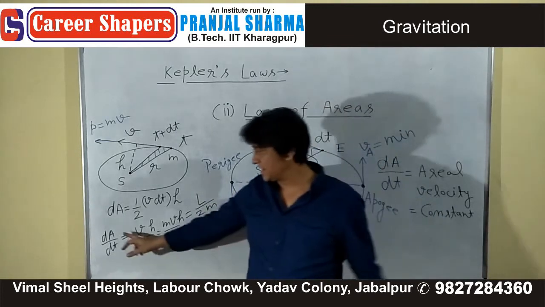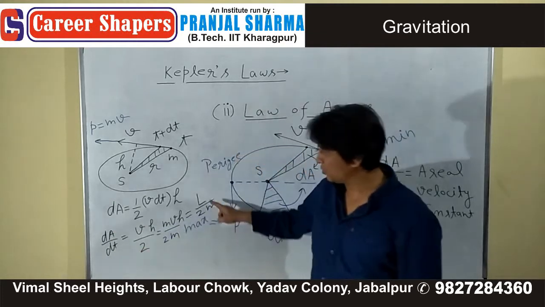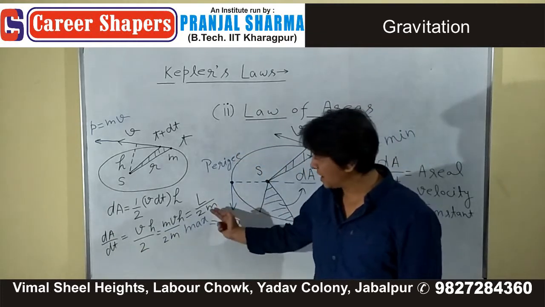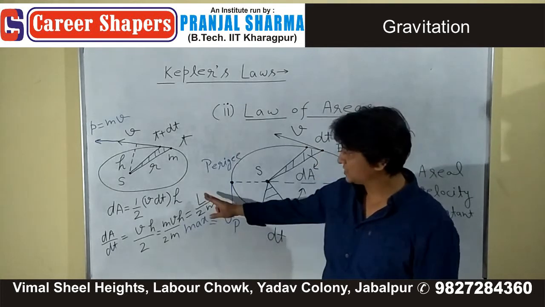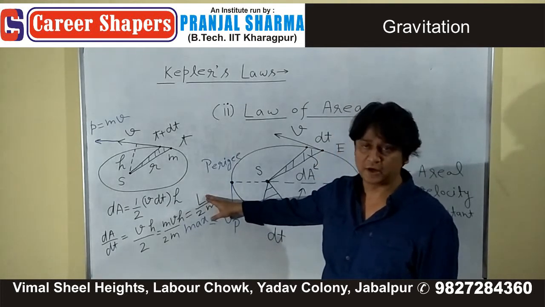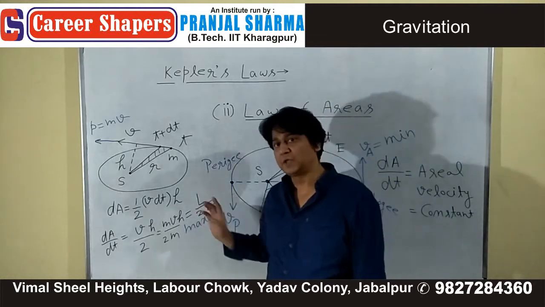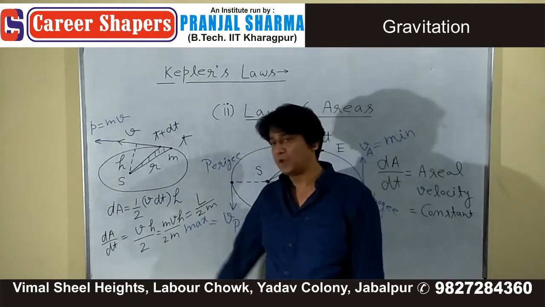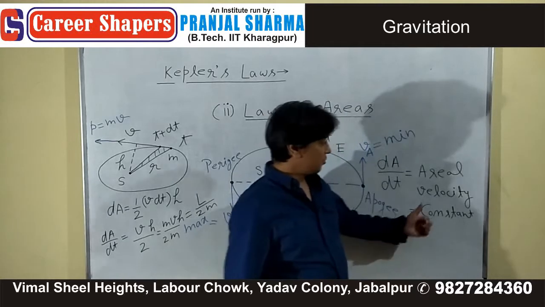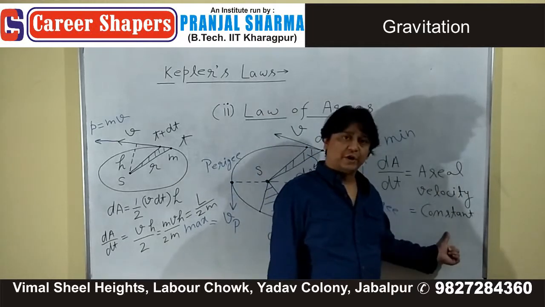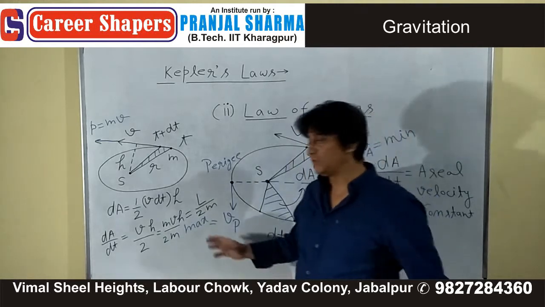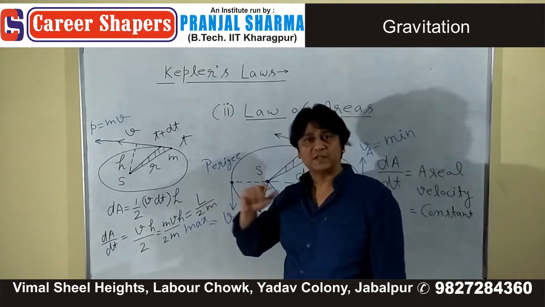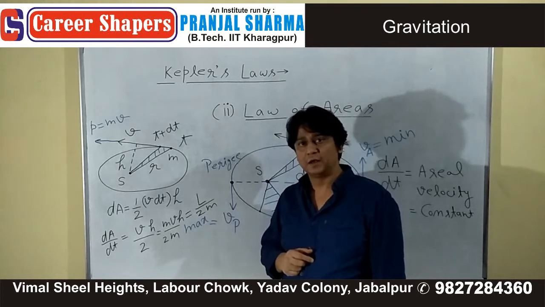So dA by dt is coming L divided by 2m. Now we can prove that this L remains constant. This angular momentum remains constant. Then we can prove that areal velocity is also constant. Now, how can you prove that L is constant? What is it that changes L?